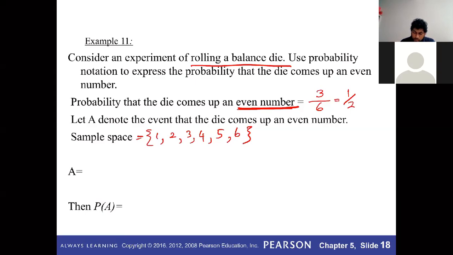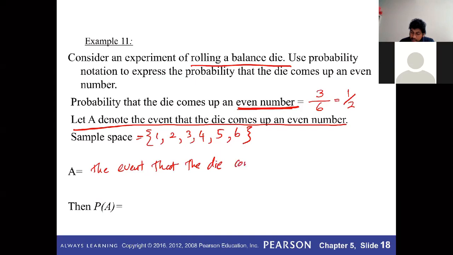Okay. So A denotes the event that the die comes up an even number. This A means the event. If you use this notation for that event, you have to write what this notation is: the event that the die comes up an even number. Then you can calculate the probability of that event.